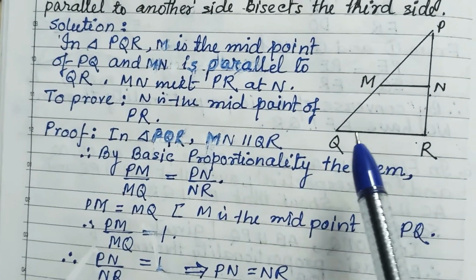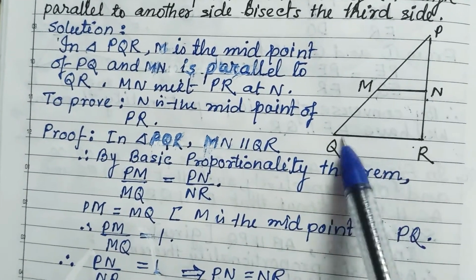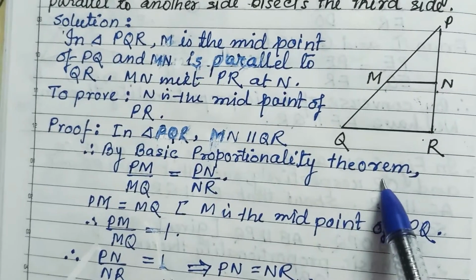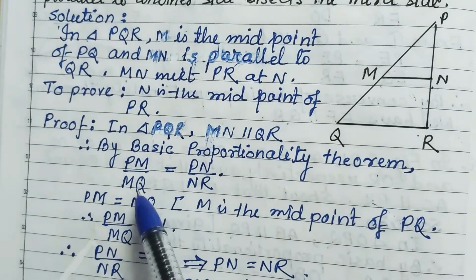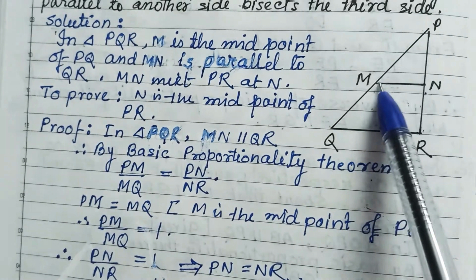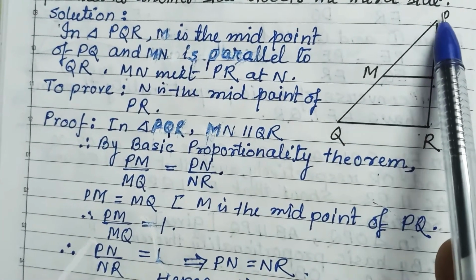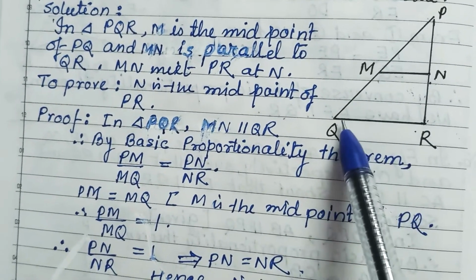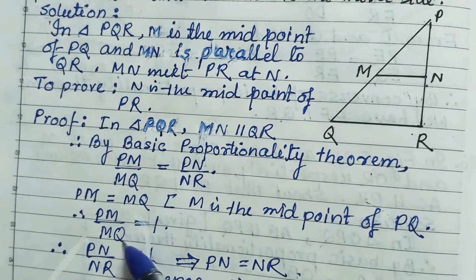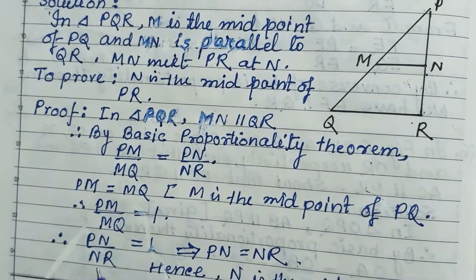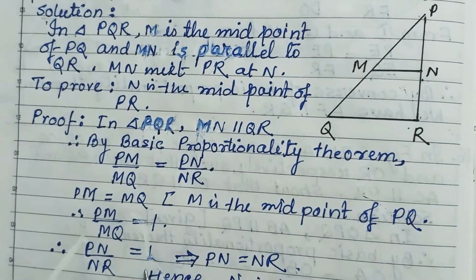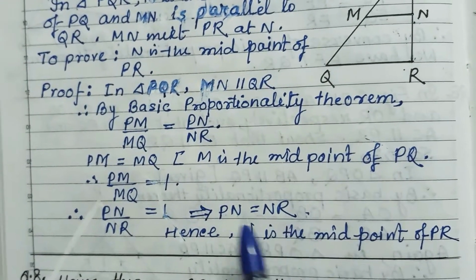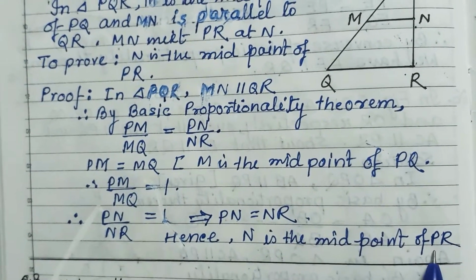Now the proof. In triangle PQR, MN is parallel to QR. So by the Basic Proportionality Theorem, PM upon MQ is equal to PN upon NR. Now PM is equal to MQ, therefore PM upon MQ is equal to 1. So PN upon NR is also 1. Therefore PN is equal to NR. As these are equal, therefore N is the midpoint of PR.